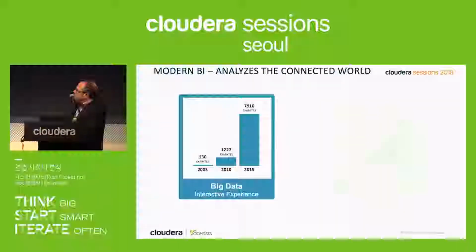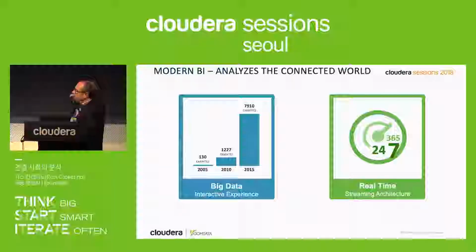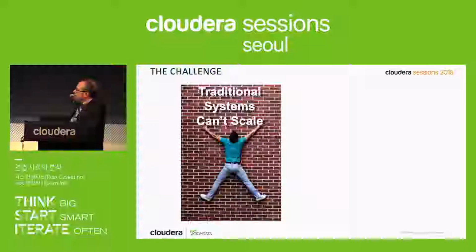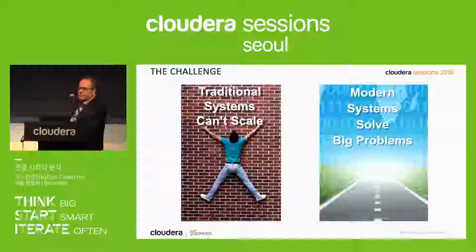So when we think of modern BI tools, two things come to mind. One is big data. Modern BI, big data. If you're dealing with hundreds of millions, billions, tens of billions, hundreds of billions of data points, you need a modern BI tool. A traditional BI tool won't do it in real time. Again, a traditional BI tool, it's impossible to do real-time streaming and analytics on it. A modern BI tool helps you do that. So when we think of this, the traditional systems, they don't scale. Modern systems, they help you solve big problems.